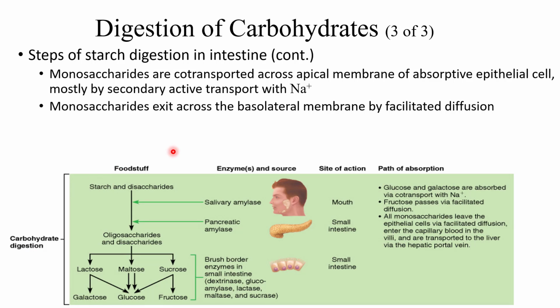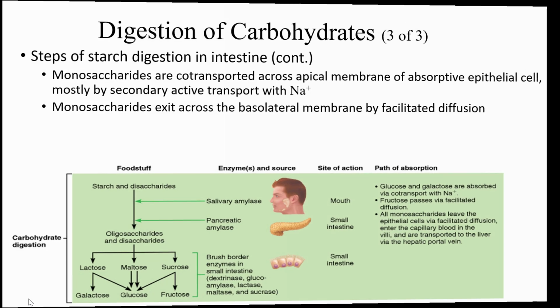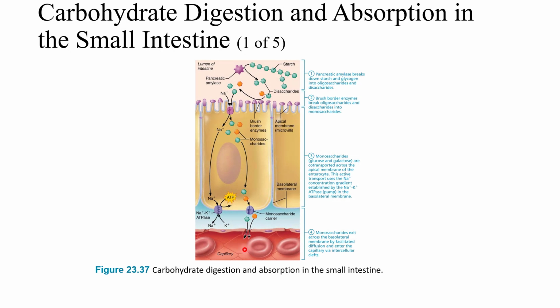Monosaccharides are co-transported across the apical membrane of absorptive epithelial cells, mostly by secondary active transport with sodium. And monosaccharides exit across the basolateral membrane by facilitated diffusion. There you go, guys. This is how the monosaccharides will end up. They exit across the basolateral membrane by facilitated diffusion.